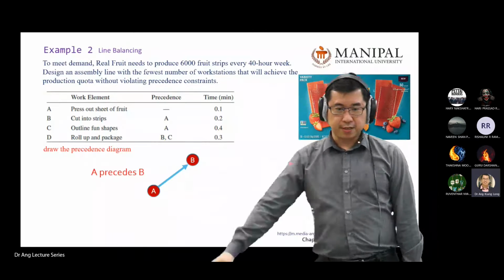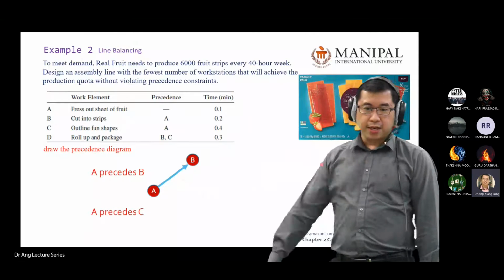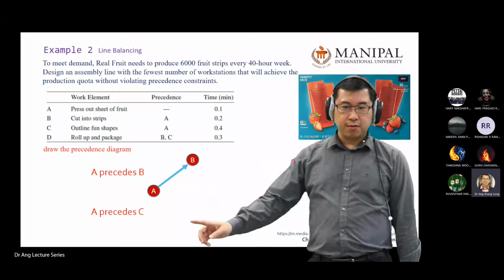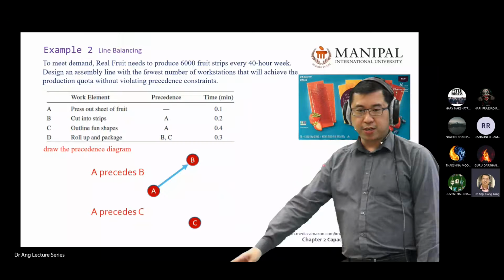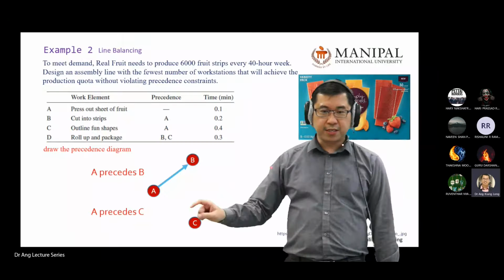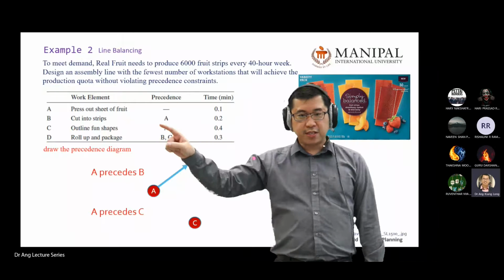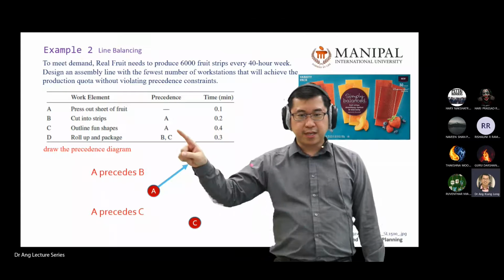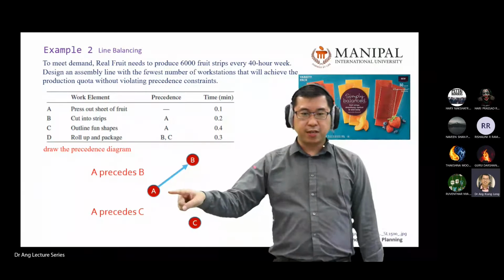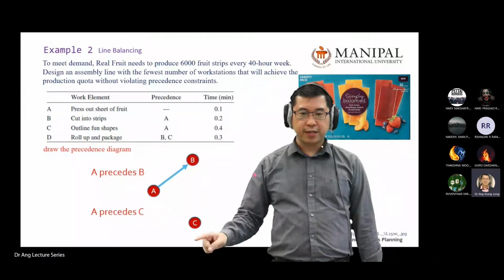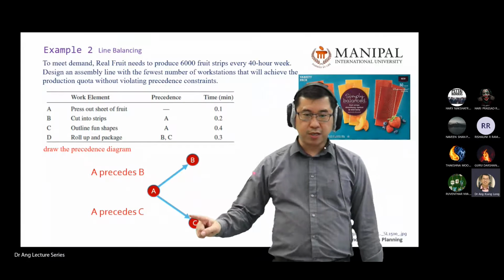Okay, well, this is just a side note. A precedes C, so you can put it anywhere in the space here. You put C first. Then from C, you read the table. C doesn't need B, but C needs A. So the product must come from A. Right? You draw A to C.